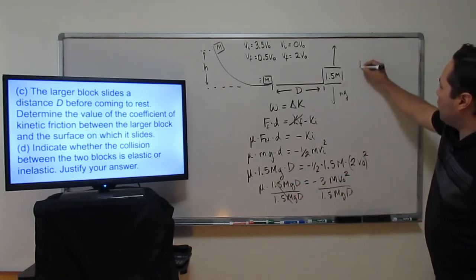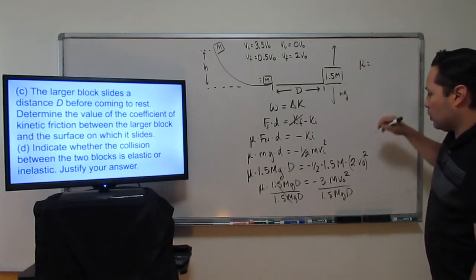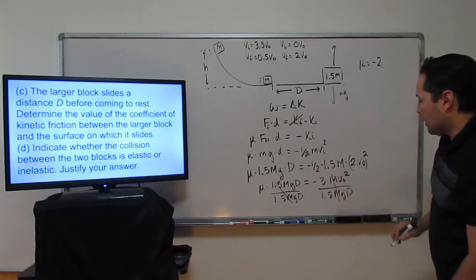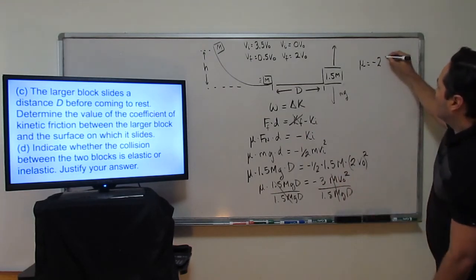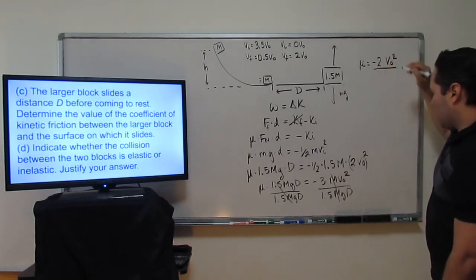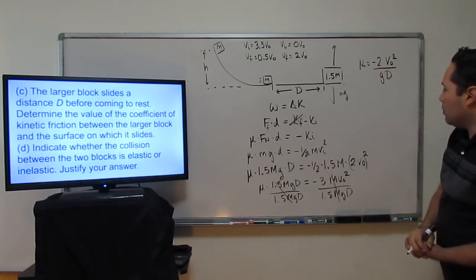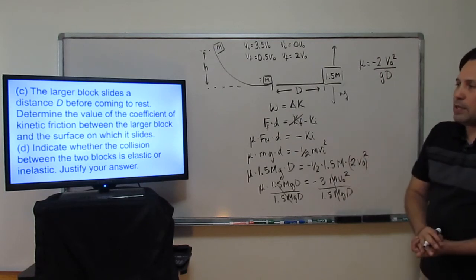Alright, so I'm going to write my final answer here. The coefficient is really 2, and notice that the m's can cancel out. VO squared over G times D. And that will be our answer for part C.